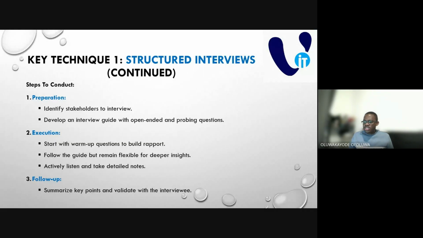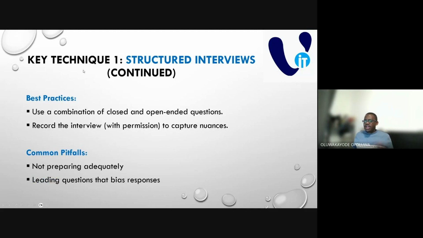Then the third stage to conduct a structured interview is your follow-up. So summarize key points, validate this with the interviewee. Analyze key points, summarize the key points in bullet points, and then validate this with the interviewee. It may be immediately after the conversation, it can be with an email. Very important.